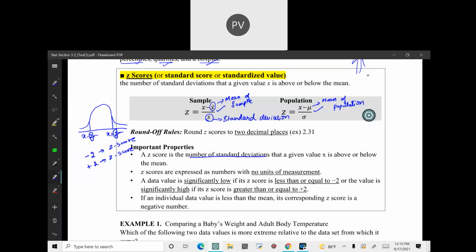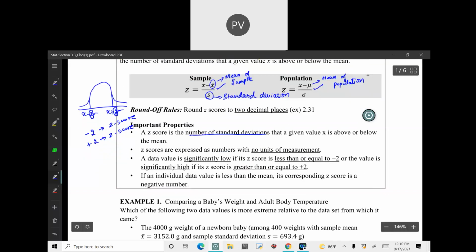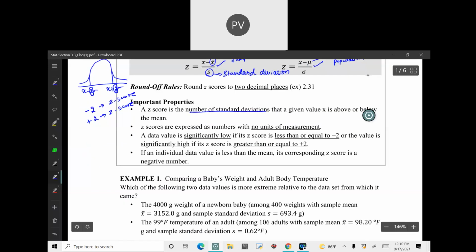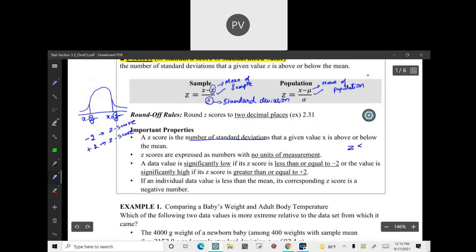Okay, so z-score, the range of z-score is from minus 2 to positive 2, and it includes minus 2 and also positive 2. Okay, it is like this. z-score is less than or equal to +2, greater than or equal to -2. So the range of z-score is between -2 to +2.